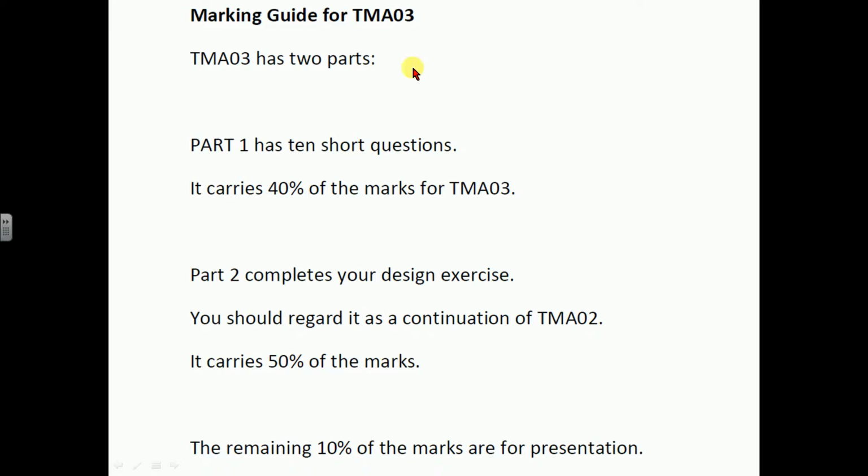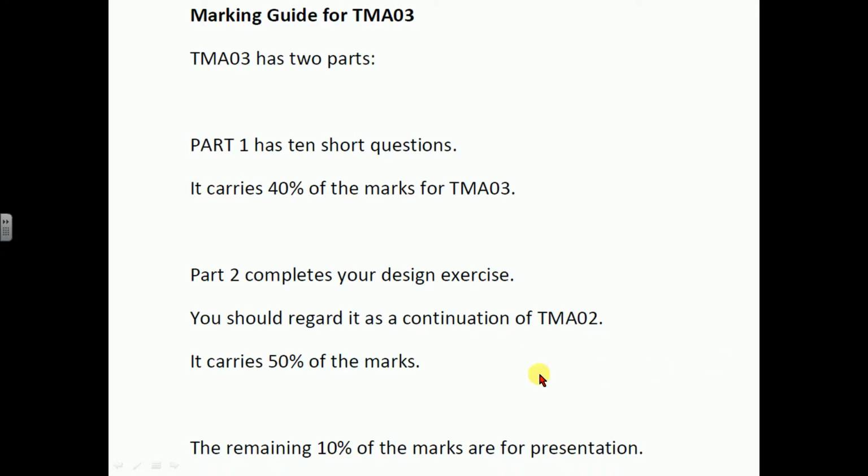As a reminder, TMA03 splits up into two parts. Part 1 is where you have 10 short questions based on using your book. It carries about 40% of the marks, and I'm not really going to talk about that for this presentation.